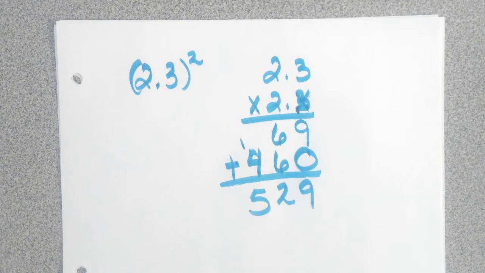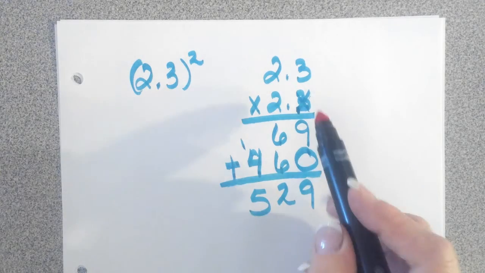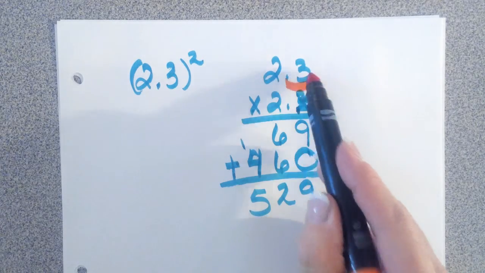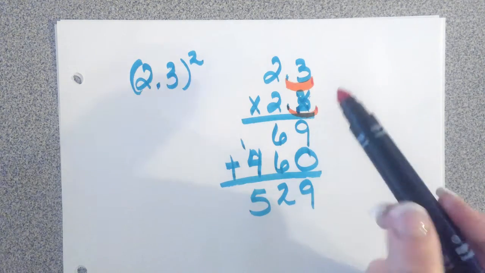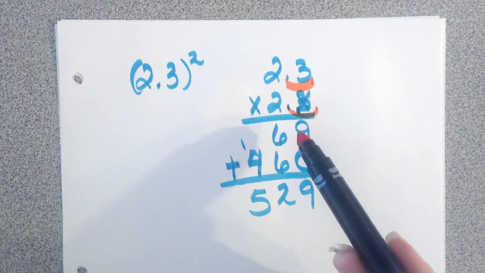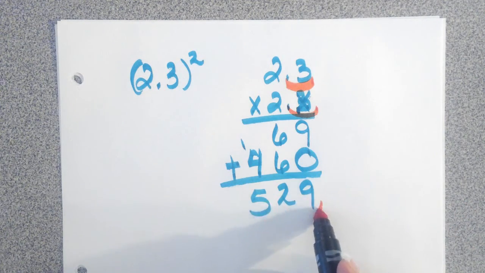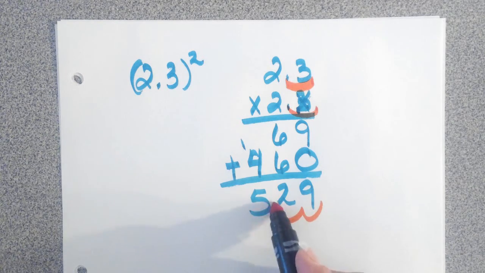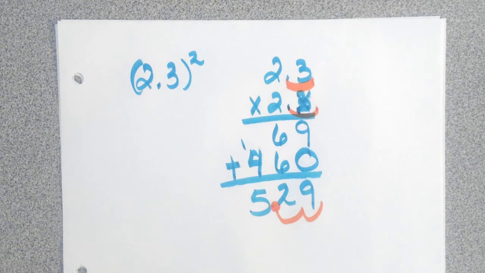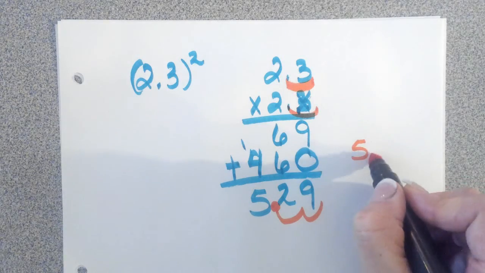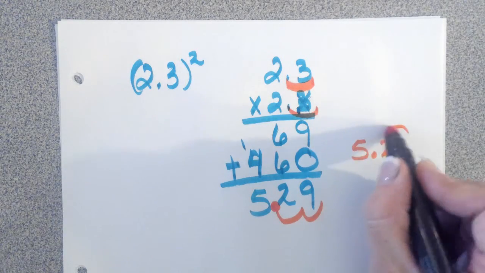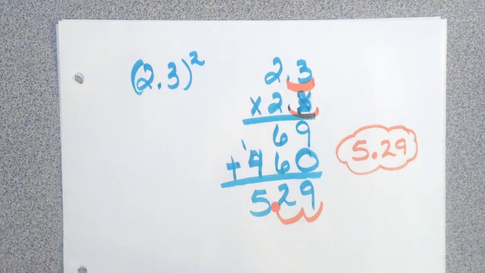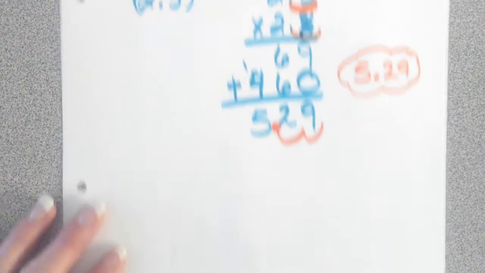However, we've got to bring the decimals back in. Now, since I had moved my decimal 2 places to the right to get 23 times 23, in my answer, I've got to move it back 2 places to get 5.29. And that's my final answer, 5.29.